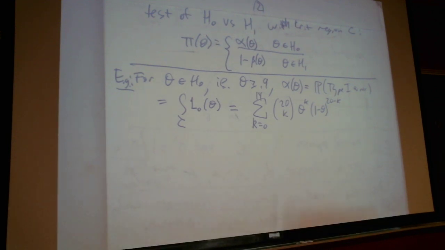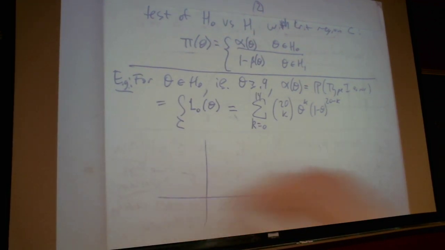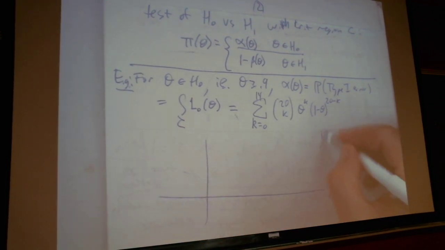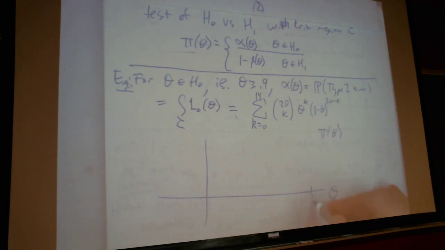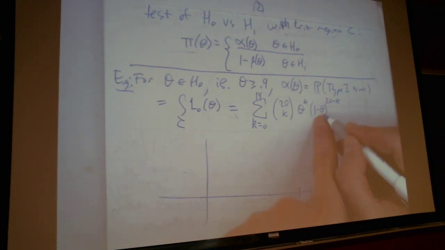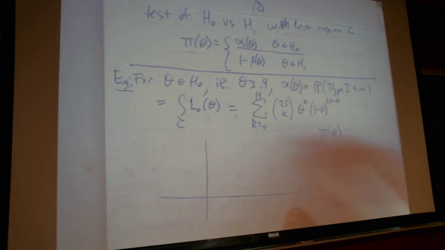So let's start this plot. Here's a plot of theta versus pi of theta. So the most theta we'll get to is 1. Here's 0.9. And when theta is equal to 1, I hope you see this is going to 0. And when theta is equal to 0.9, we actually worked this out, right?